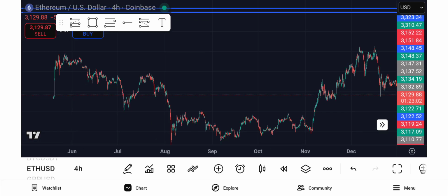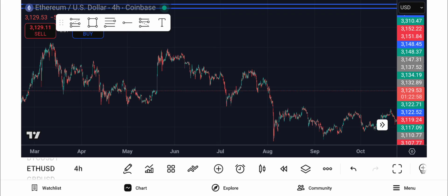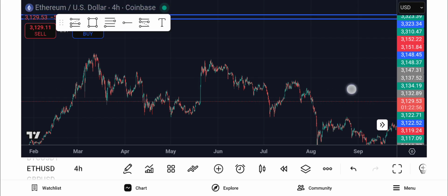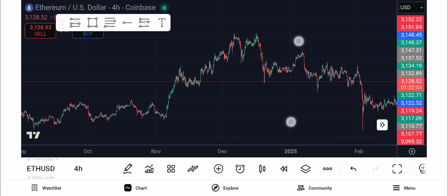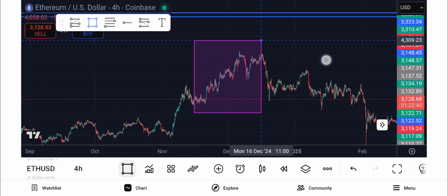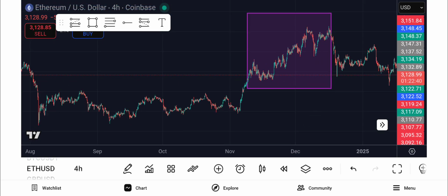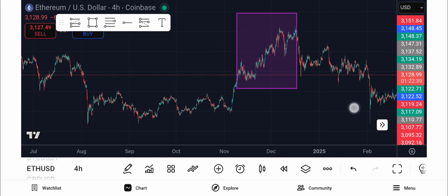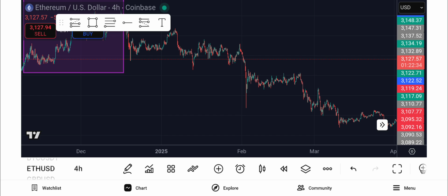One thing about Ethereum, it's another volatile pair, like Bitcoin and gold. So it could be a little annoying at times, but this is how you predict Ethereum and where it's going on the crypto.